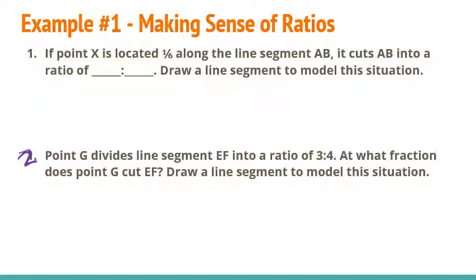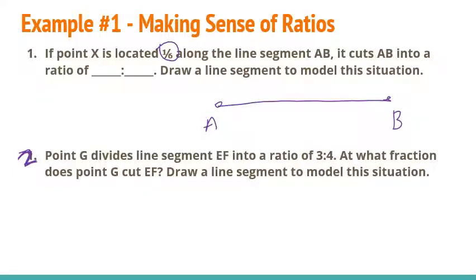Okay, let's get a little more comfortable with ratios before we move on. We're told here point X is located a sixth of the way along segment AB, right? So it cuts AB into a ratio of blank to blank. We want to figure out from this fraction, what's the ratio? If we draw a line segment, I think that will help us visualize this, okay? So if this is AB, we don't even have to be very precise. We can just kind of estimate it.